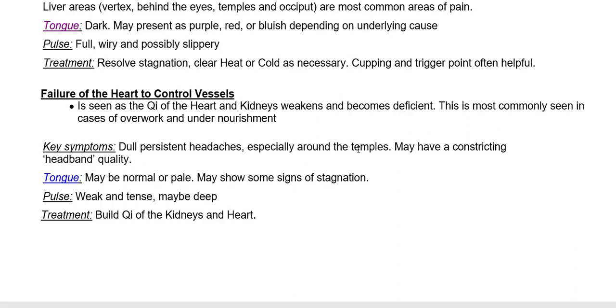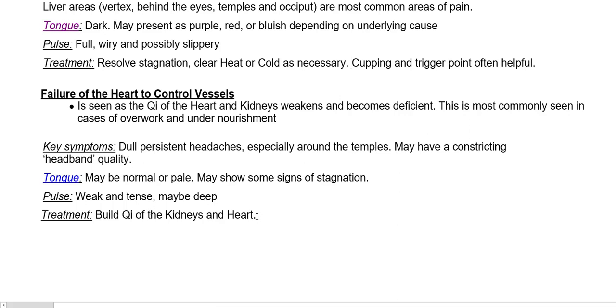Because the heart controls the vessels, and we know that the regulation of the vessels that creates the flow of blood to the head is a major player in creating headaches. This is where we have to say the heart and the kidneys play a role. When the qi of these two is weak, we see a failure to properly optimize the flow of blood to the head, and we get these patterns of headache. The pulse is usually weak but also tense, probably deep.